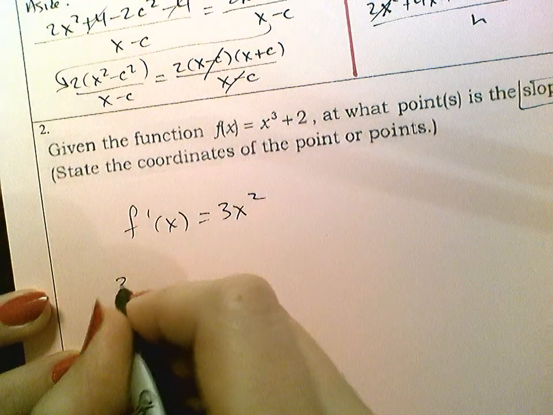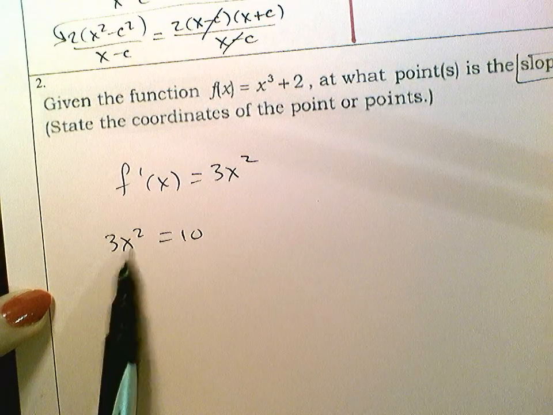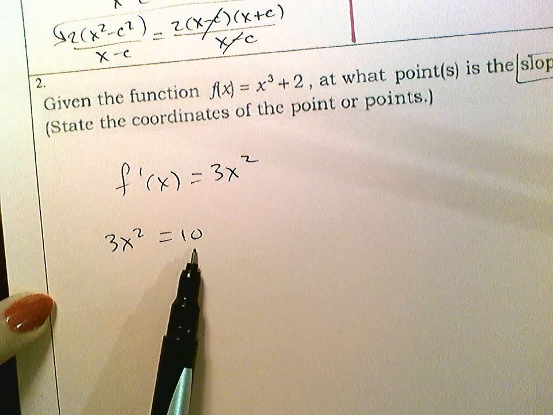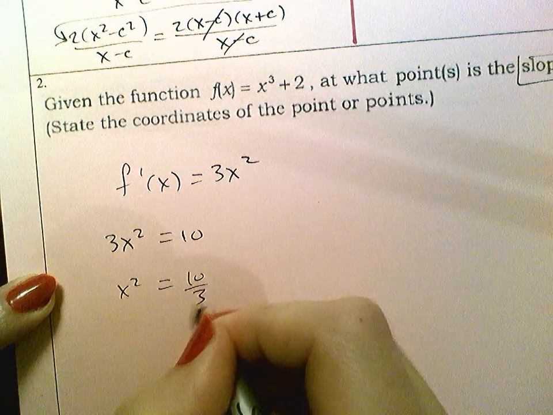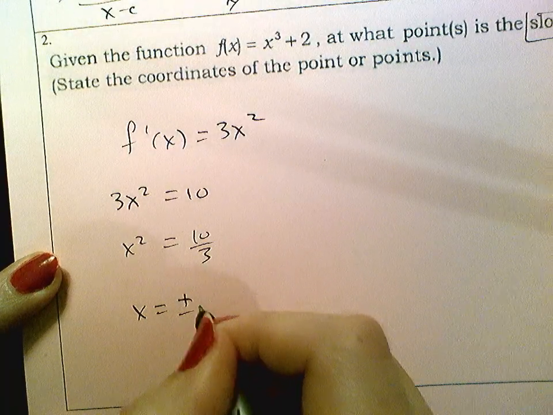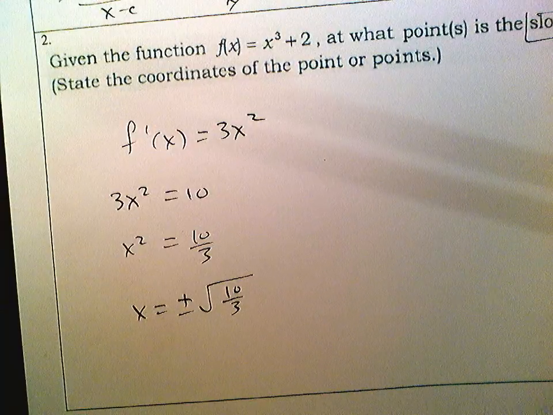And then I take the derivative, I set it equal to 10. So this is the derivative, that's the slope. I want to know at what x values it's equal to 10. So I divide both sides by 3. x equals plus or minus radical 10/3. Some of you forgot the plus or minus.